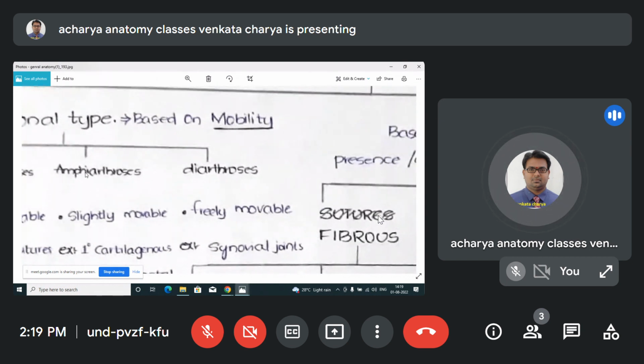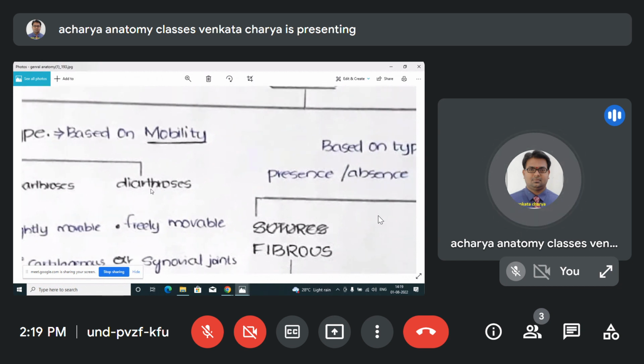Next, amphiarthrosis, which means it is a slightly movable joint. Slightly movable joint we call amphiarthrosis.